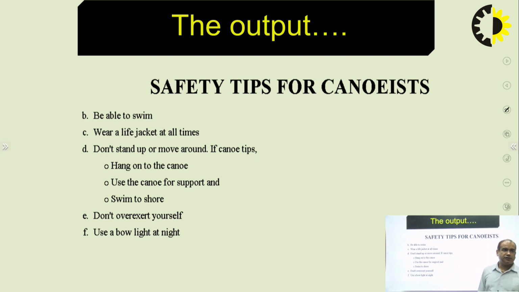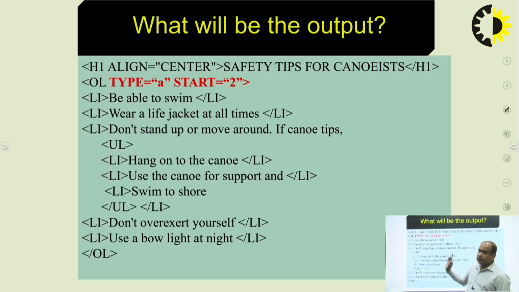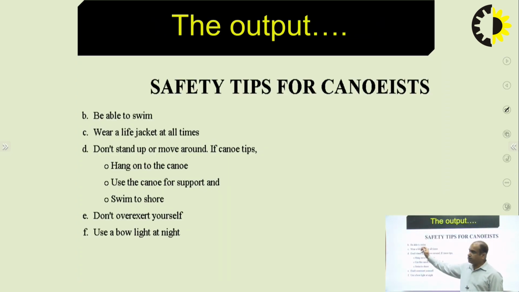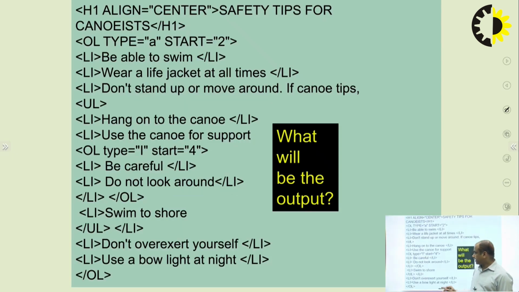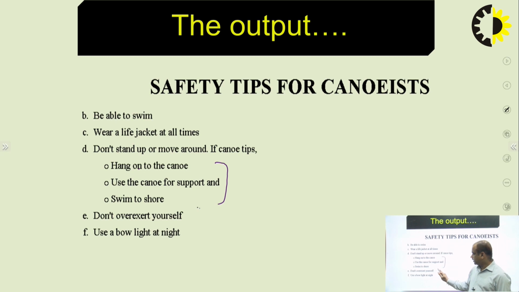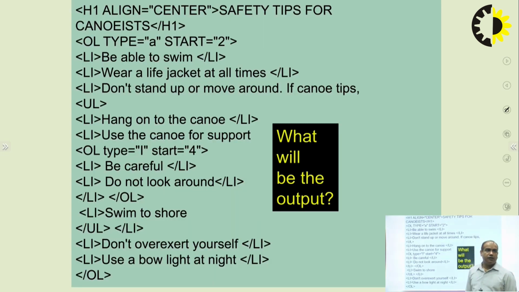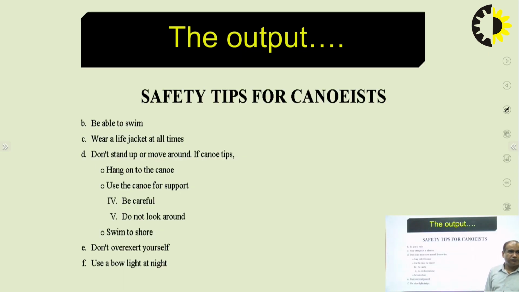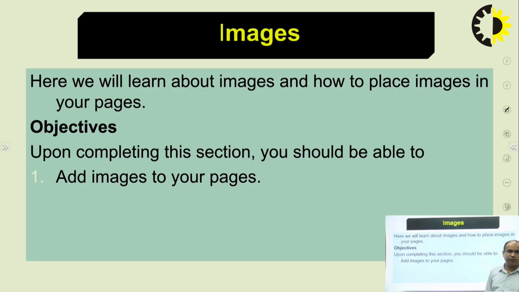You will see the result here. As the list type is A and it starts with 2, you will see that 2 means it starts with B: B, C, D. Next, these are our list items for the nested list. The nested list is finished. Then again it continues with E and F. Same as before, what will be the output? That output is here.